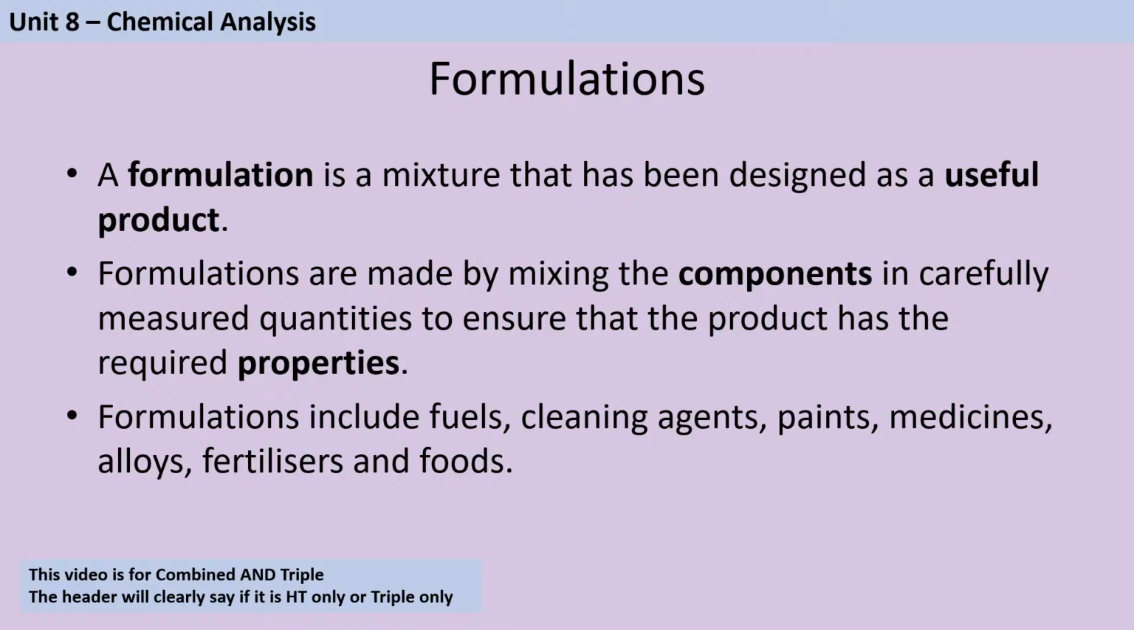Next thing, a formulation is a mixture that has been designed as a useful product, and we make them by mixing the components in carefully measured quantities to ensure that the product has the required properties. And there's a whole bunch of examples that are named in your spec. So fuels, so that's getting back to Unit 7 and organic chemistry, cleaning agents, paints, medicines, alloys, fertilisers and foods.